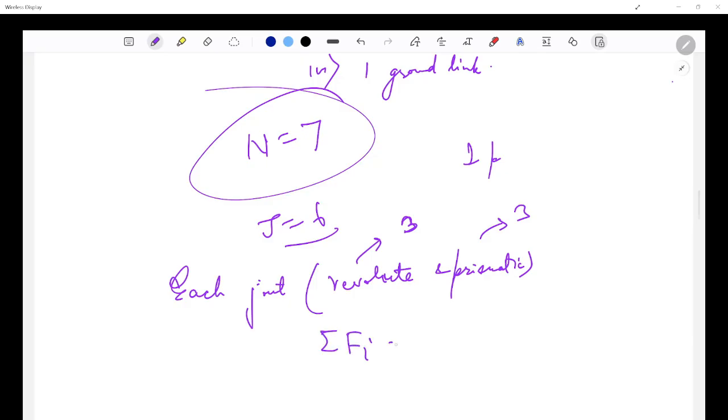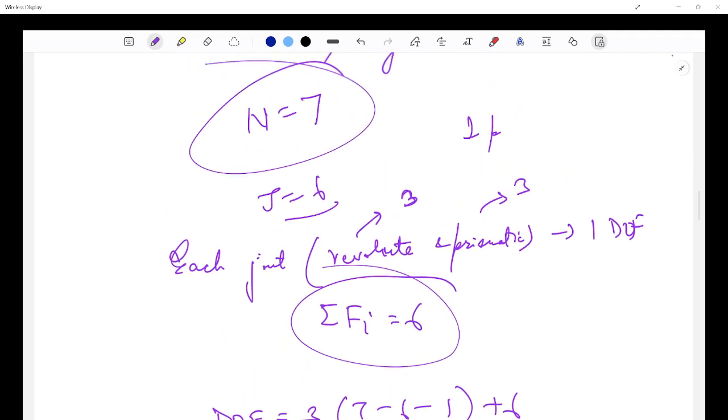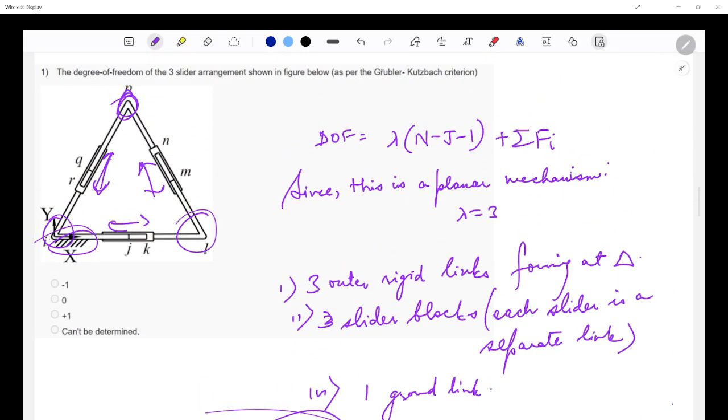So sigma fi is equal to 6, right? Each one of them contributes 1 degree of freedom. If we apply the formula, lambda is 3 because it is planar. 7 minus 6 minus 1 plus 6, which is 3 into 0 plus 6, equal to 6. But wait, this counting is incorrect because each slider connects two links.